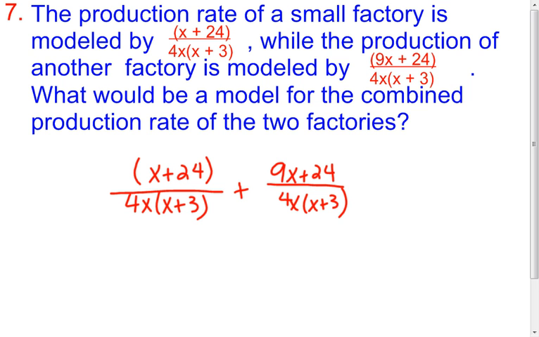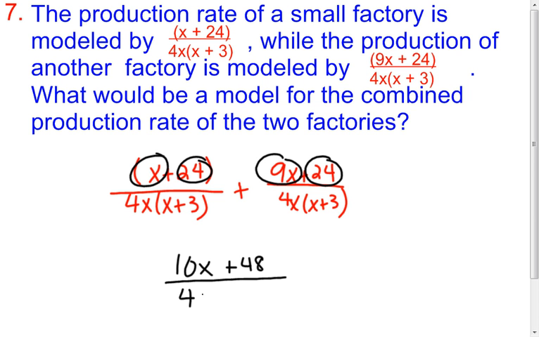Luckily, I have common denominators already, and that is a darn good thing. So since I have common denominators, all I have to do is combine my like terms. So when I combine x and 9x, of course I get 10x. And when I combine 24 and 24, I will get 48. And on the bottom then, I will have 4x, and I will have x plus 3.